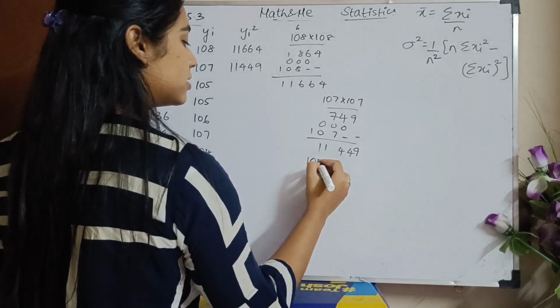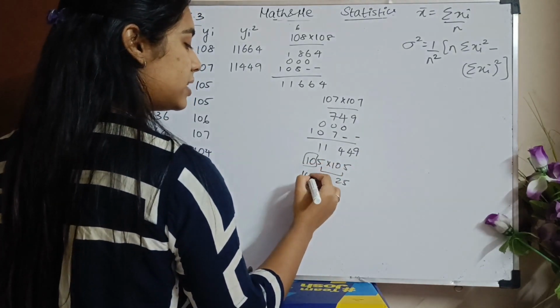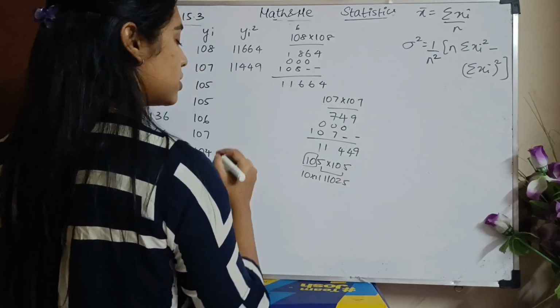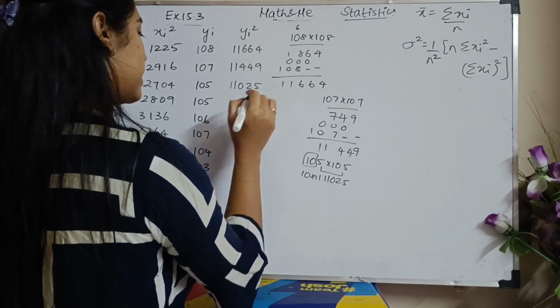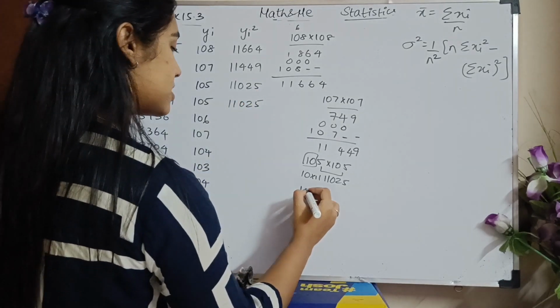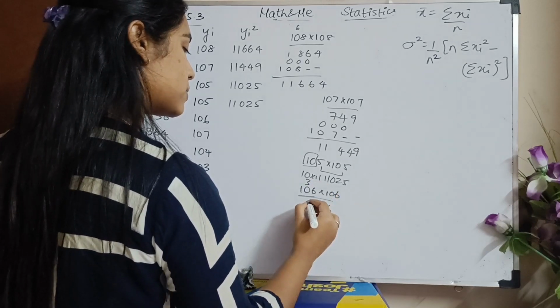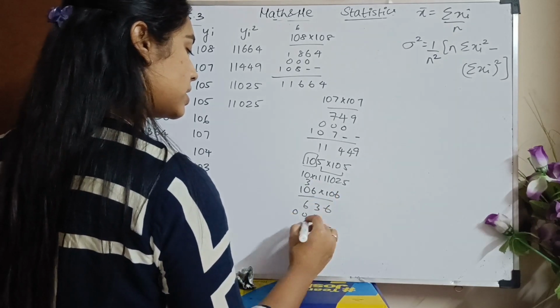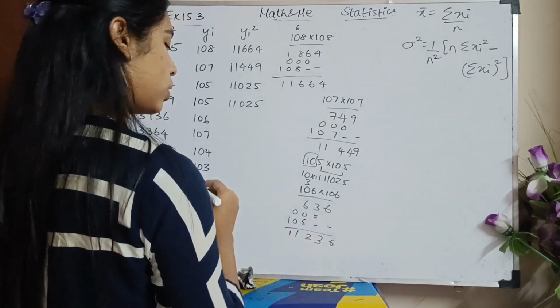105 times 105. That's easy. 5 5s are 25. 10, 10, next number 11. So it will be 110. So I'll have 11025. 11025. It repeats, good. 106 times 106. 6 6s are 36. 3, 3, 6 1s are 6. 000, 2 dash, 106, 6, 3, 12, 11236.